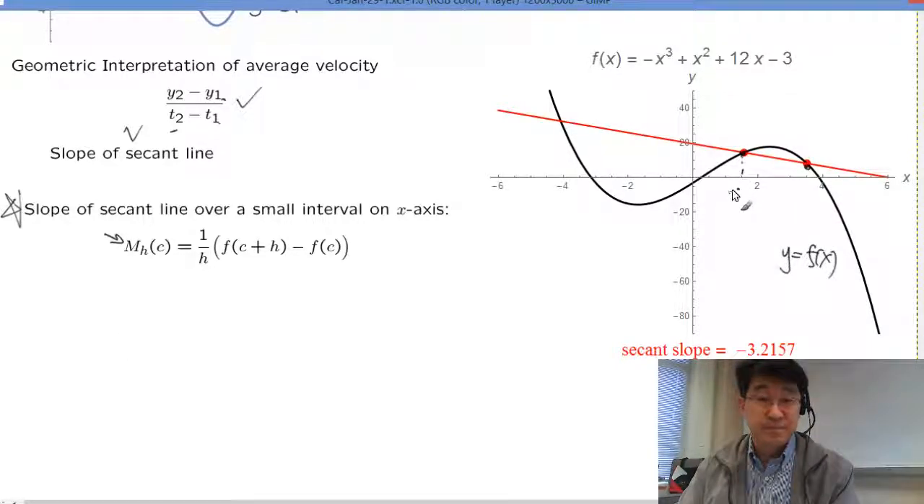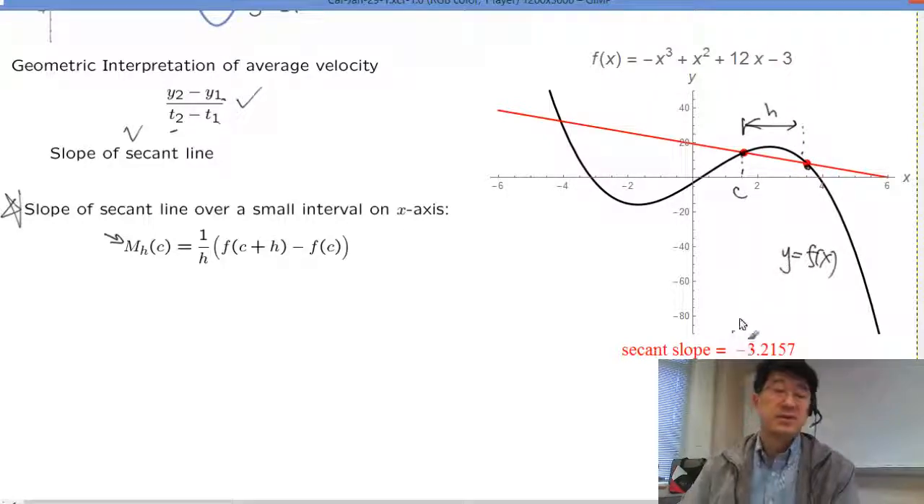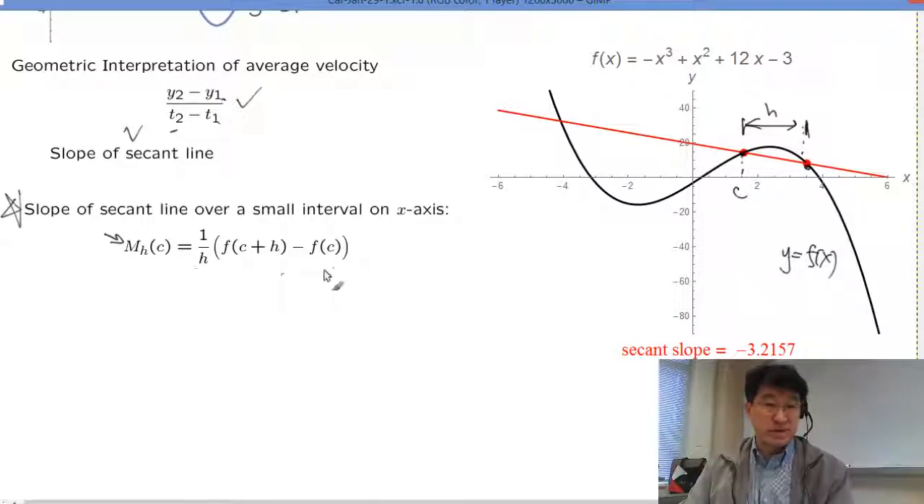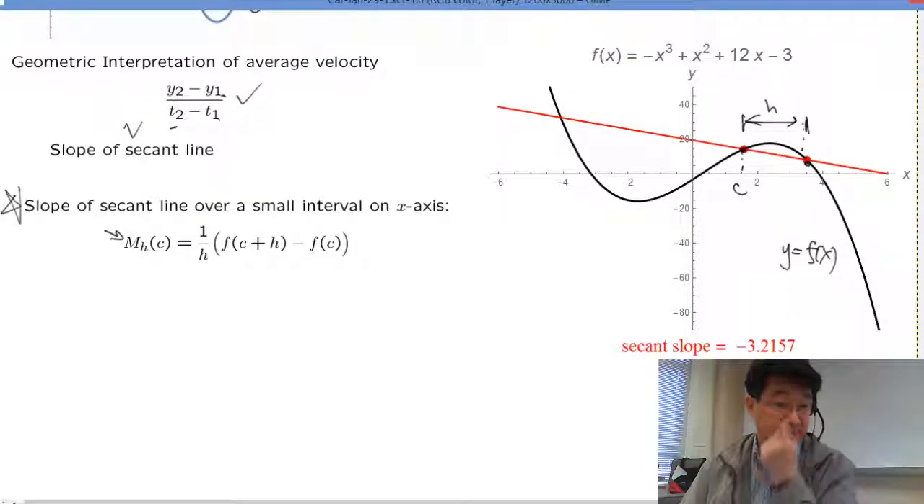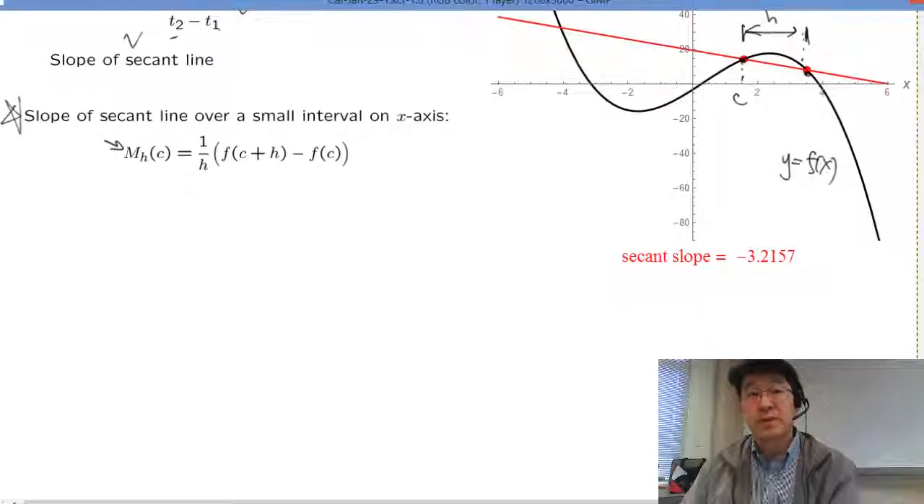at c, and that's h, the distance between these two points. What is the slope of this line? It is given by this formula. As you can see, this formula is precisely the same formula you saw in the average velocity, except that s is replaced with f. Fair enough? So even though I declared this is another formula to remember, it's kind of the same formula.